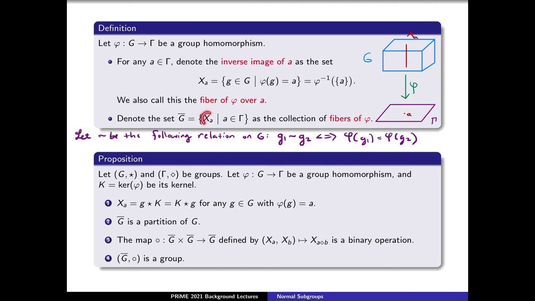So all these X of a's partition G. So if we take the union of all the X of a's, as a is in gamma, this is going to be equal to G. We also have that these are all pairwise disjoint. X of a intersect X of b is empty whenever a is not related to b.